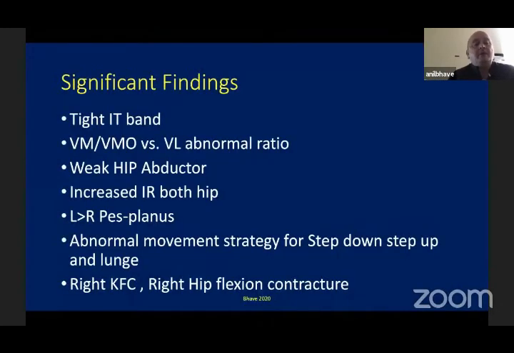So what did she have? She had a tight IT band. She had a VMO, VLO abnormal ratio, in my opinion. She had significant hip abductor weakness, and now you could say that it came from inactivity for 1 year. It's possible. Increased internal rotation, both hips, and both legs were symptomatic. She had some pes planus, but it was flexible, meaning that when she went up on her toes, she was able to create arches, so I wasn't sure if I should give her orthotics. Abnormal movement strategy for step down, step up, and lunge, and a slight right knee flexion contracture and right hip tightness. So multiple problems. This was my initial biomechanical evaluation of this patient.